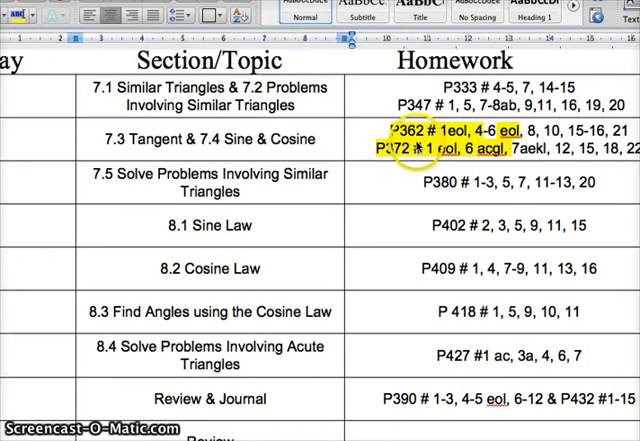I do want you to do some practice problems just with tangent and sine and cosine. On page 362, do 1 EOL and 4 EOL. If you're able to do 5 and 6 EOL, that's fine, but just get started on the tangent. And then sine and cosine are on page 372. I want you to do 1 EOL, and then for question 6, do ACGL. If you're able to do 7 that you haven't been working too long, try and do 7 as well. But again, we're going to start doing the word problems in class.